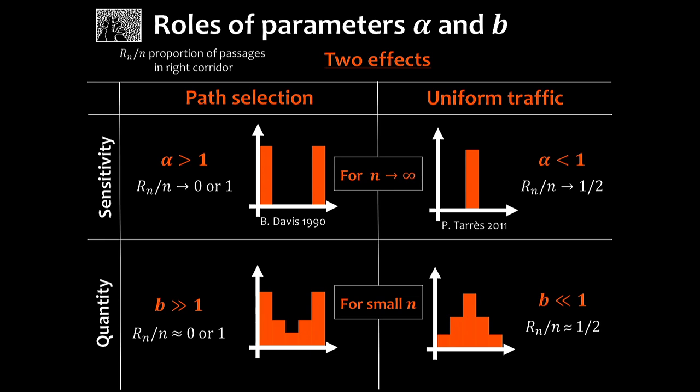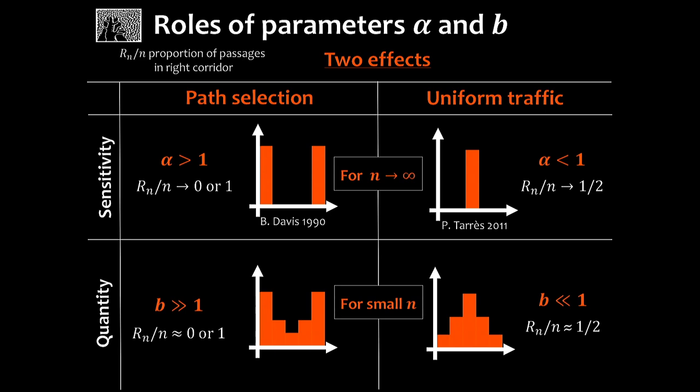To understand the role of the parameters alpha and B in the model, we just follow the evolution of the proportion of passages of the ant through one of the branches. So here it's right, one of the corridors, here is right. And here are sketches of this distribution. The two parameters can have two effects on the model. The first one is path selection. When they are high, if you have a high quantity of pheromone left or a high sensitivity, you will observe path selection. They will contribute to a path selection. And on the contrary, if they are low, you will observe a uniform traffic.